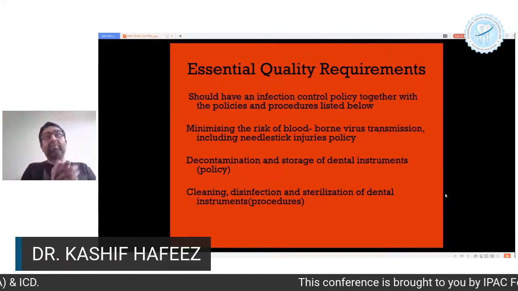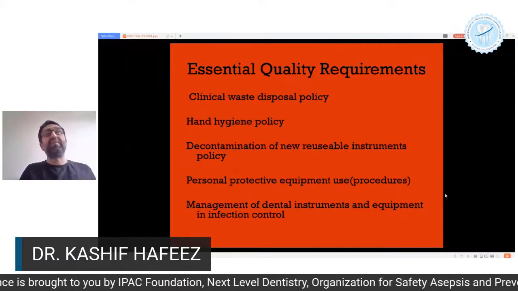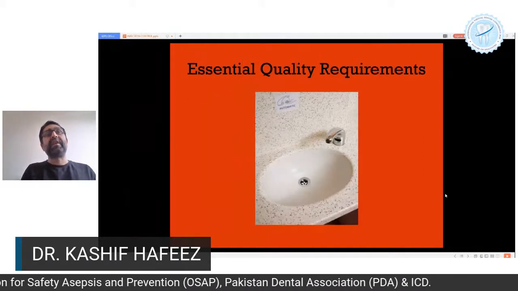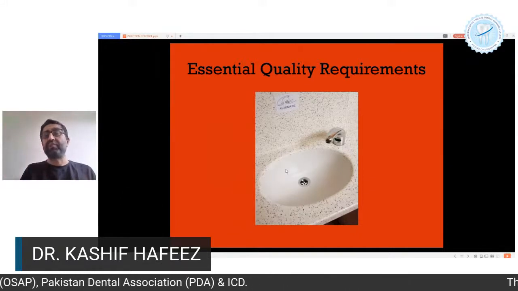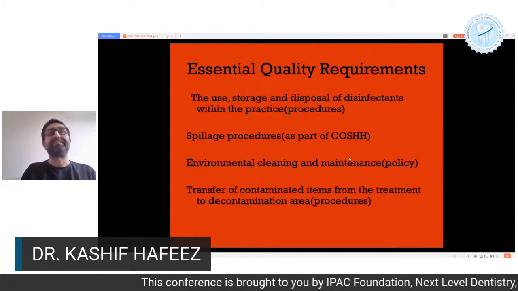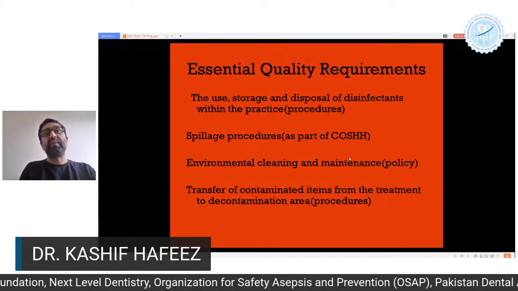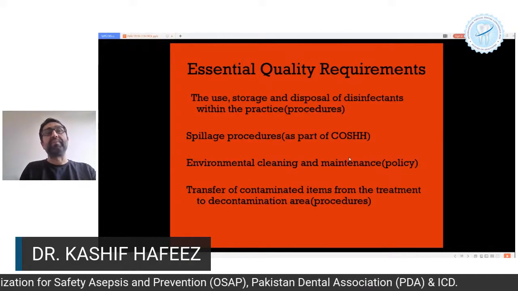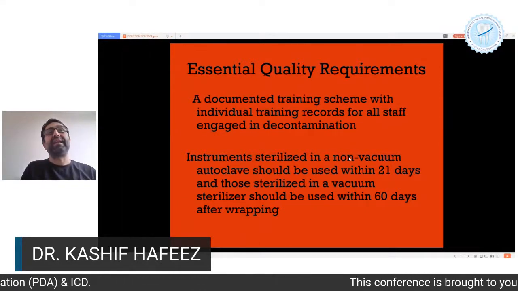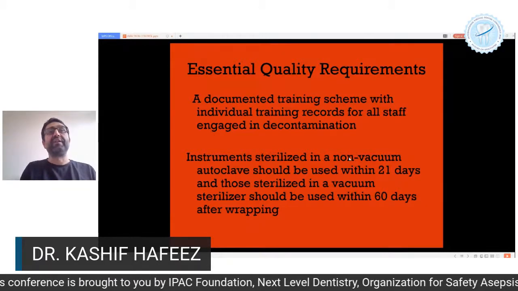So again, all the policies should be there. Decontamination policy, hand hygiene policy, clinical waste policy, decontamination of instruments policy. And this is how your sink should be, without any joints, and there should not be any joints where bugs can stay and grow. So automatic tap. Spillage of products. Staff should be aware of what would happen if they spill different products on the floor. A documented training scheme should be there. An individual staff training document should be kept. And that's the storage of instruments after the different sterilizers.